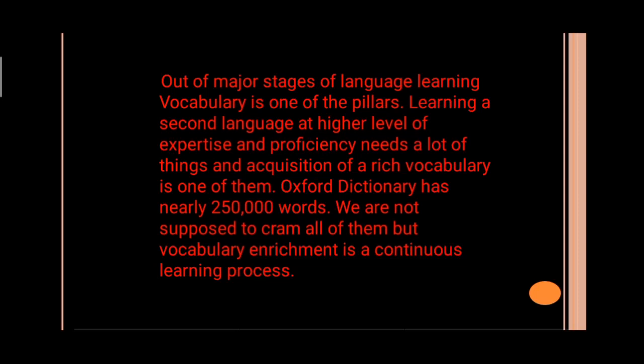The Oxford Dictionary has nearly 250,000 words, but we can't learn each and every single word from the dictionary, right? It's not possible, but we can learn enough to make our vocabulary enriched, so that the next time we are talking to someone, we don't get stammered or stuck in between. So what I'm saying is, you don't need to read or practice each and every word from the Oxford Dictionary.